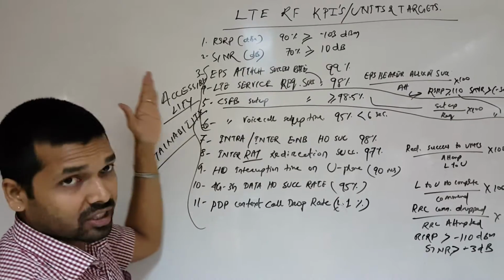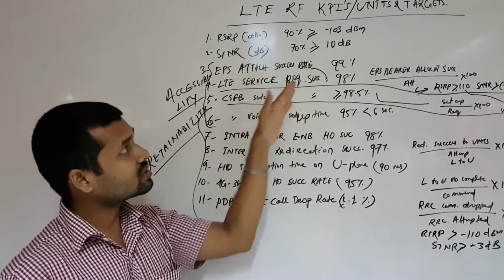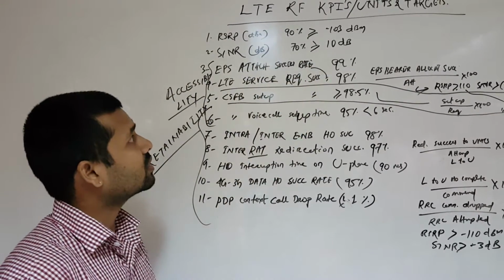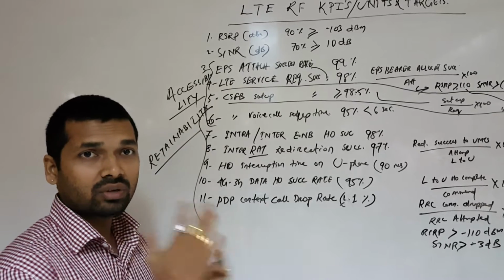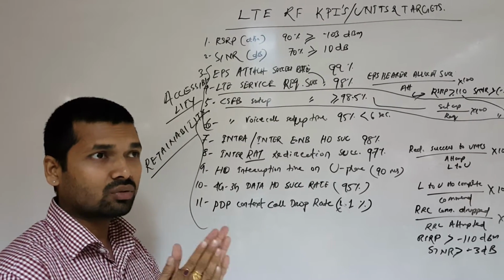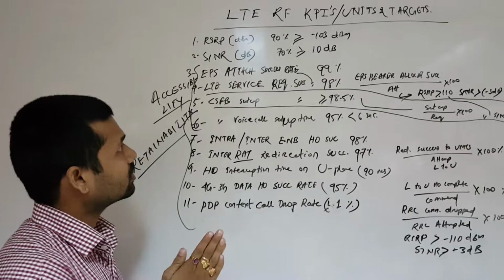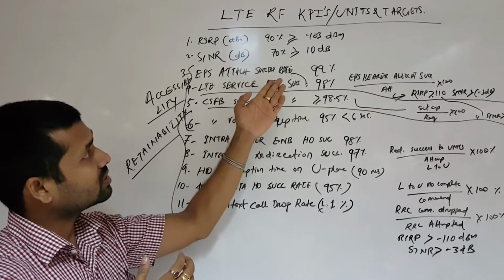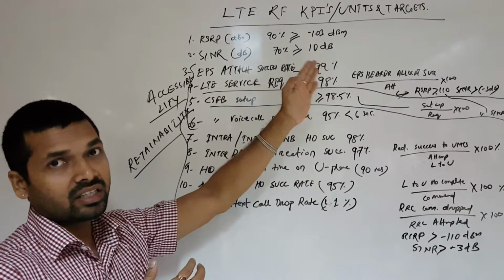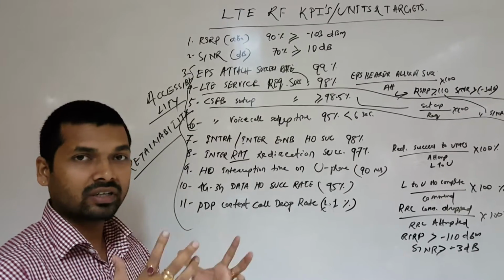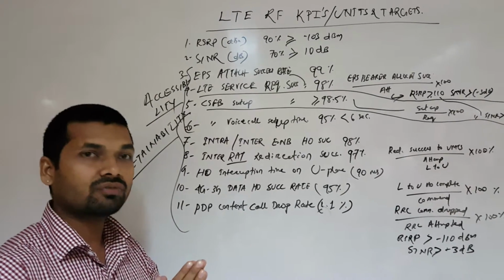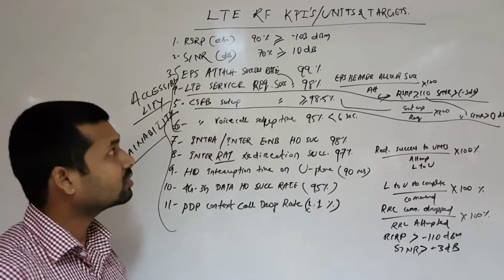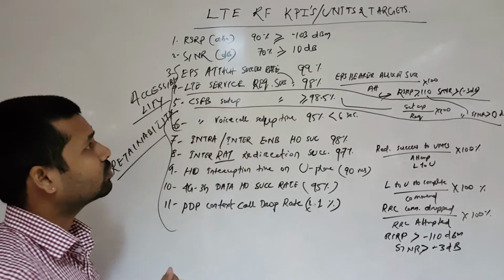Then we'll go to the accessibility part. EPS attach success rate: how many users are allowed when we try to attach after we connect to the network, or after our initial access actually. So EPS attach success rate should be greater than 99%. Out of 100 users, we should have a minimum target of 99 users allowed in the network when they are trying to attach to the LTE network.